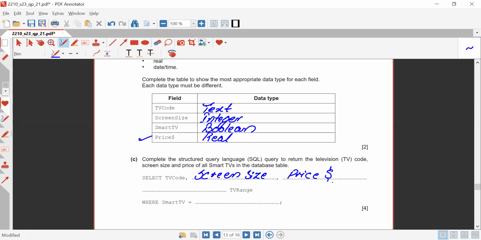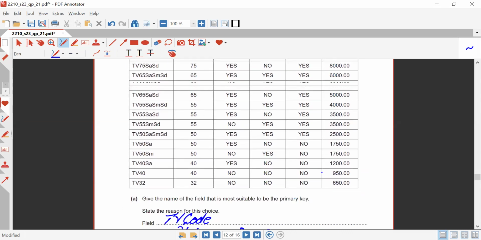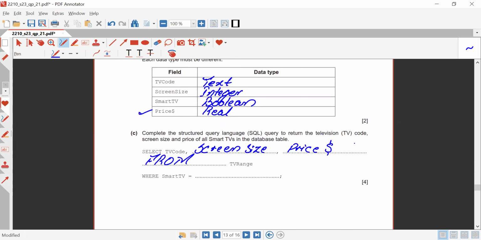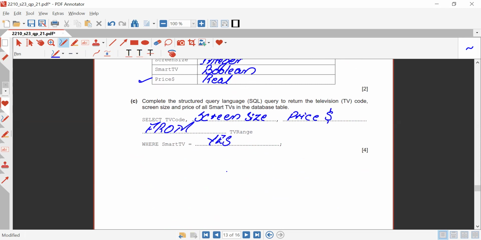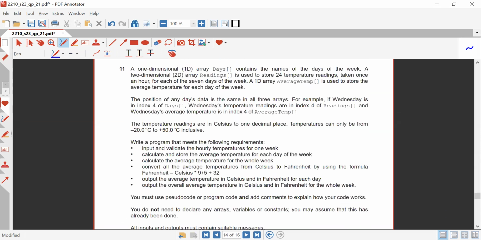Now, just after the select, what do we have? The keyword that is from. So from TV range, TV range is the name of the database table. Where smart TV. What was there in smart TV? It was either yes or no. So you will be writing over here smart TV equals yes. Do remember it was in capital, so you will be writing it in block letters or capital letters. Okay, moving ahead to the next question.